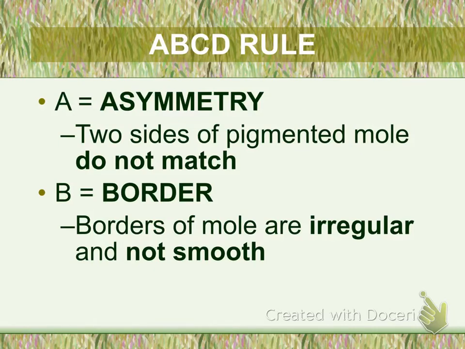B stands for border, which means that in a melanoma, the border is going to be irregular and there is not a distinct boundary between the healthy skin and the cancerous skin. Whereas with a non-melanoma mole, there will be a distinct border between the two, and it's going to be more of a roundish or oval-shaped mole.